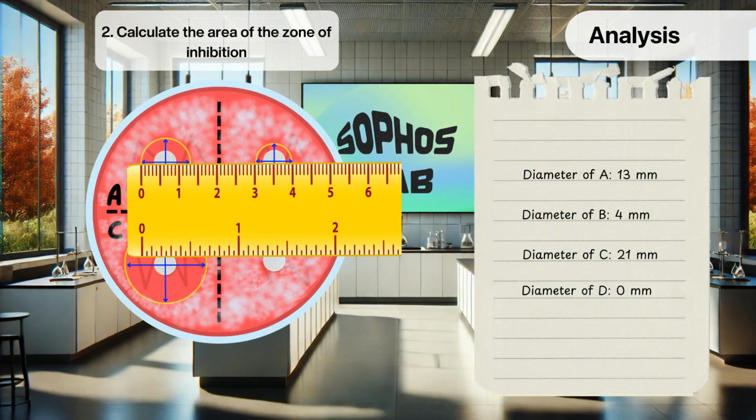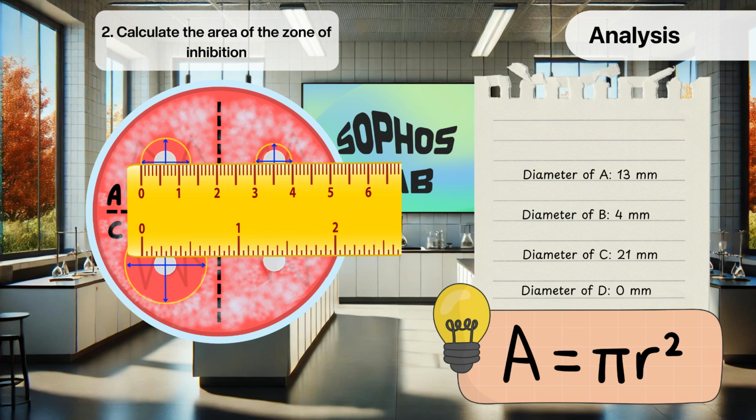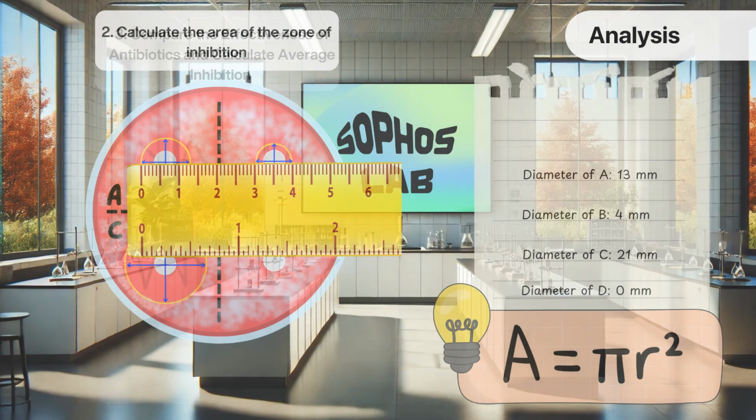Secondly, calculate the area of the zone of inhibition. You can use the formula area equals pi r squared to find the area of the zone of inhibition, where r is the radius, half of the measured diameter. We will see some examples of this in our next lesson on culturing calculations.